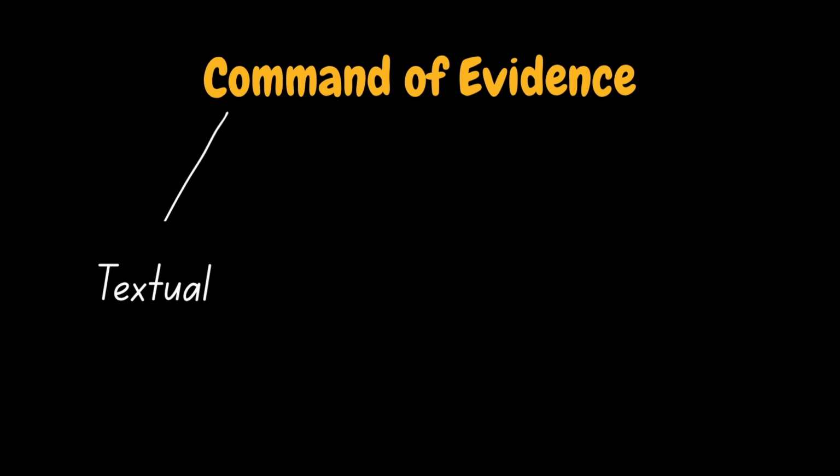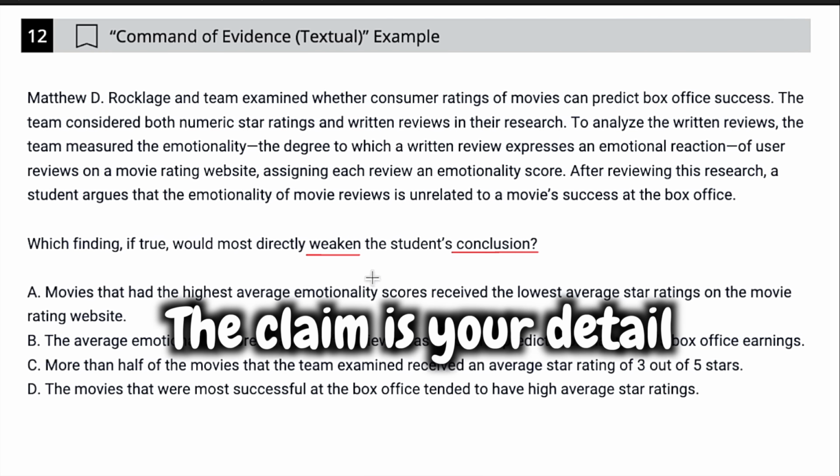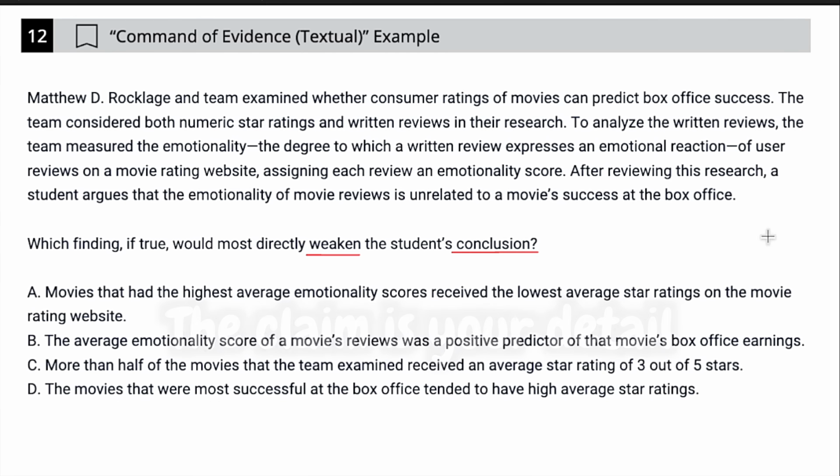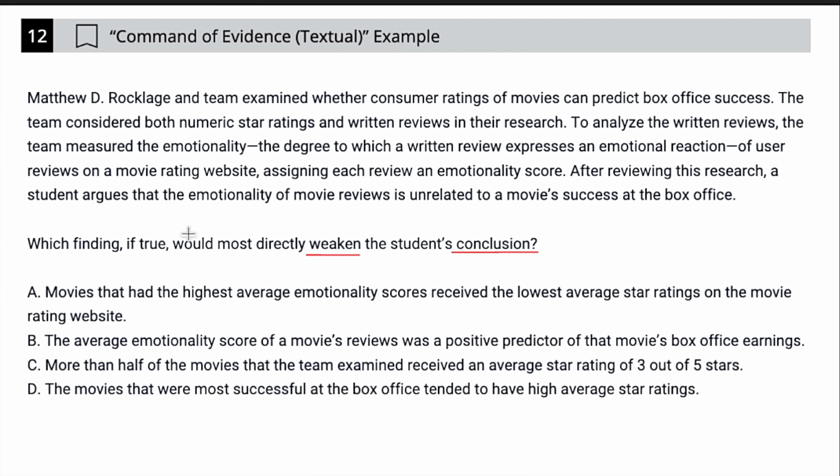For command of evidence, you're always going to be either supporting or weakening a conclusion or claim of some sort. And this one, we're looking to weaken it. For these, you want to start backwards. So you'll start at the end and work your way backwards because the conclusion or the claim tends to be at the end. And indeed, we see a student argues, so that's going to be the conclusion, that emotionality is unrelated to success. That's the thing that I know I'm trying to weaken. So that's what the analyze step usually looks like for textual command of evidence.